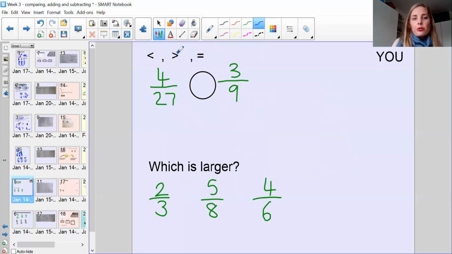Right, can you fill in your greater than, less than, or equals to? So again, use those same steps to success to compare them. You're going to decide, do I have the same denominator? No. What must I do? Look at the biggest number. Can that number go into that number? Yes, it can. How many times? Make equivalent fractions, compare, and then do the same for this question.